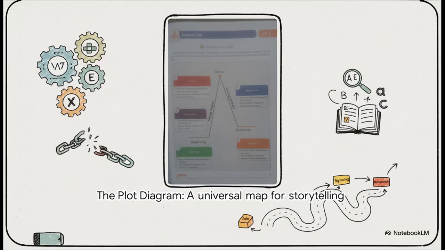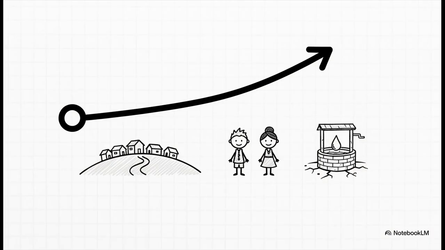And here it is. This is the plot diagram. You can think of it as a universal map for storytelling. It lays out a story's journey with a clear beginning, a rising challenge, a super dramatic peak, and then a really satisfying end. To see exactly how it works, let's follow a little story called The Case of the Missing Water.